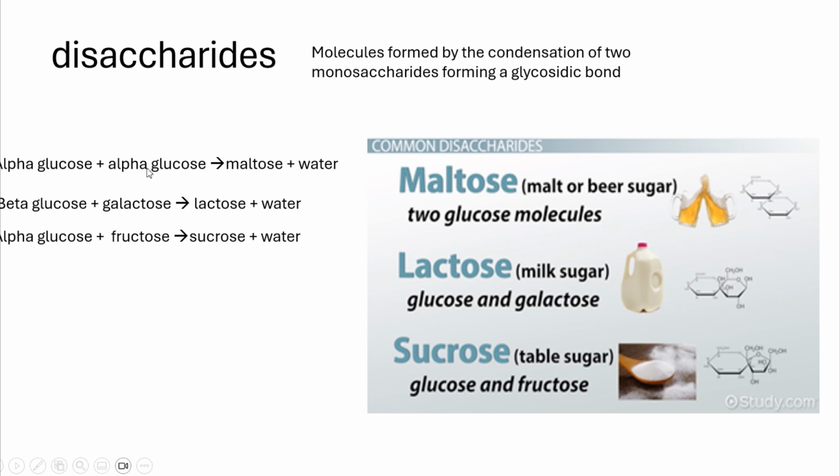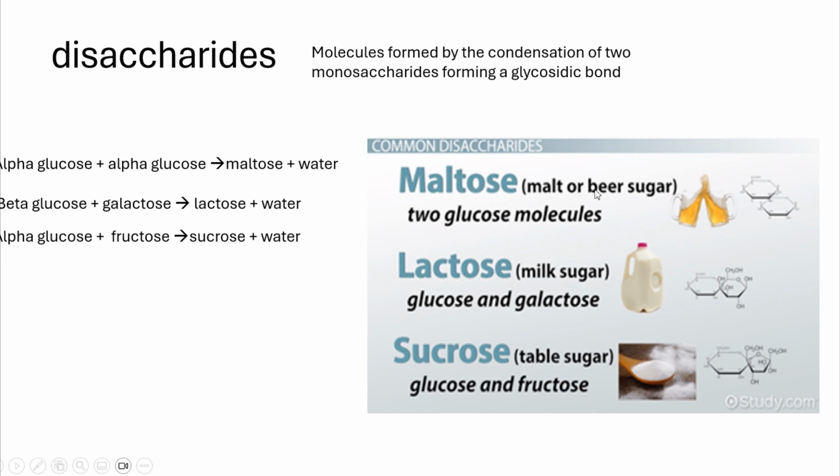So alpha glucose plus alpha glucose makes maltose and water, because it's condensation. Listen, when you make the disaccharide, remember to take away the H2O. Remember that. Beta glucose plus galactose makes lactose. And alpha glucose plus fructose makes sucrose. I put beta and alpha for these two, but you don't need to know that. You just need to know that alpha and alpha makes maltose, glucose plus galactose is lactose, and glucose plus fructose is sucrose. You don't actually need to know which is beta and which is alpha, but it's there just in case you want to know anyway.